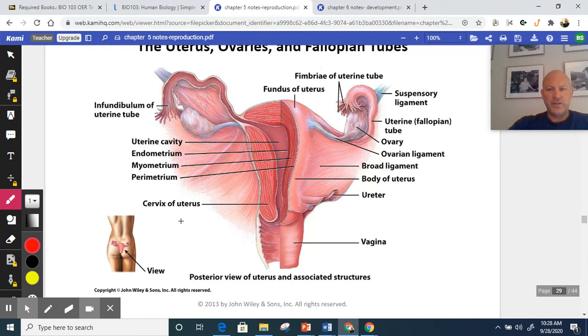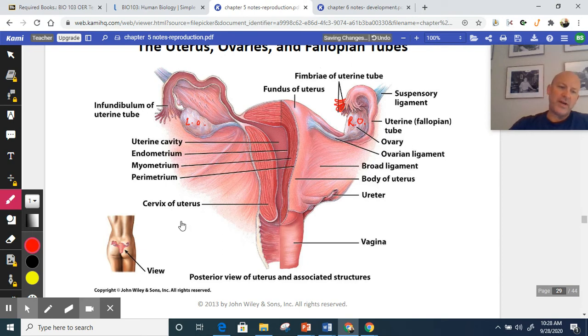All right, looking at this picture, this is a posterior view, so from the back side. So this would be the right uterus. I'm sorry, the right ovary. Here's the left ovary. Fallopian tubes have these little finger-like projections coming off of them. These are called the fimbriae.